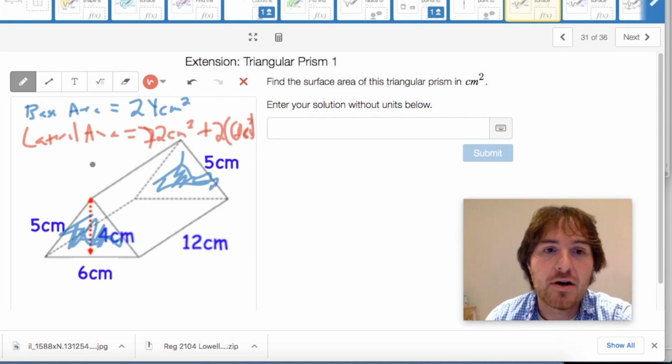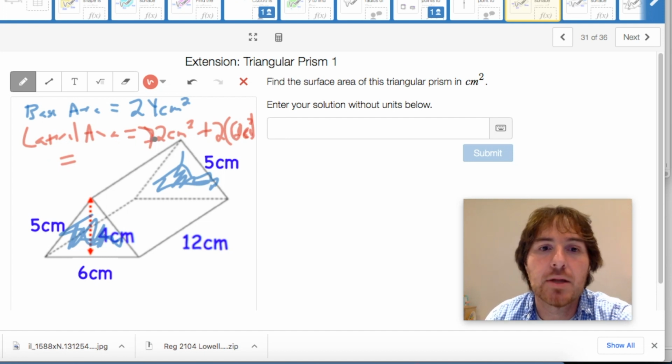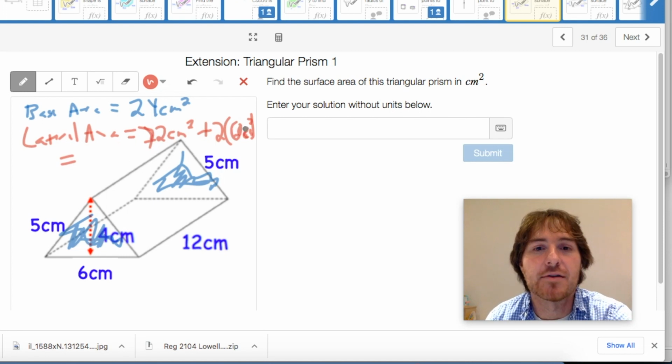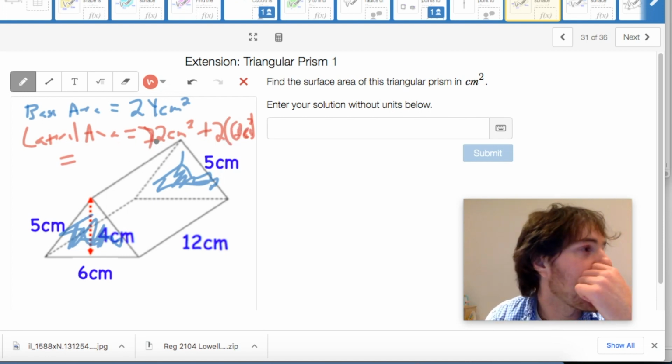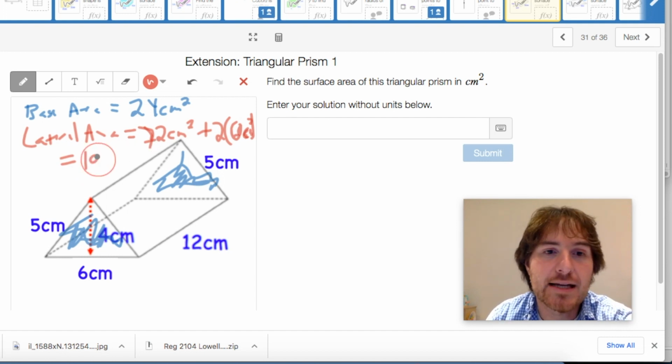Sum this all up together. Lateral area is going to equal 120 there plus 72. There's just a lot of adding and multiplying when it comes to volume and surface area stuff. So that's 120. Add 72 to it. I got 192 square centimeters.